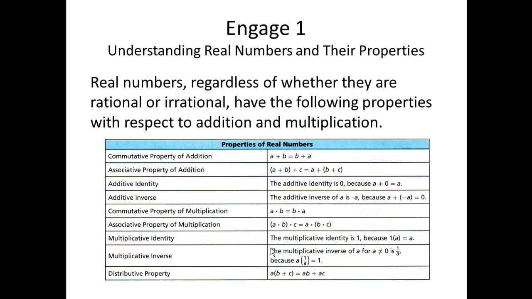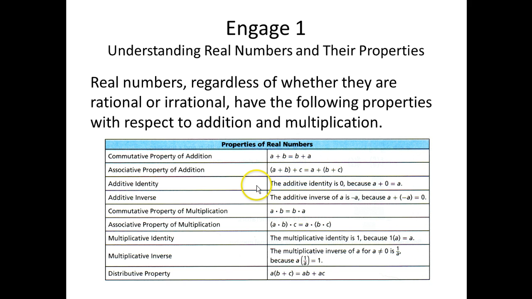Okay, real numbers, regardless of whether they're rational or irrational, have all of the properties with respect to addition and multiplication which you should already be familiar with. For example, the commutative property of addition says that if you have two numbers a and b and you add them in one order, it's the same as adding them in the other order, b plus a here. Also, it doesn't matter how you group addition, okay, which is known as the associative property.